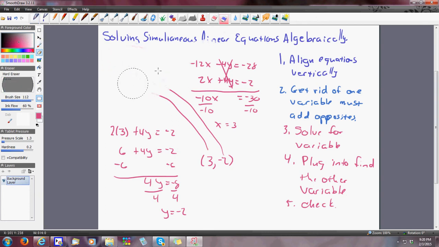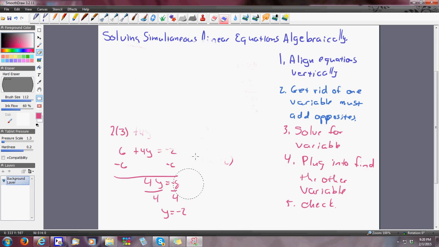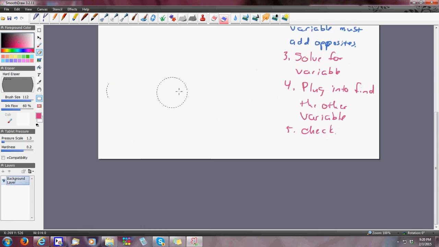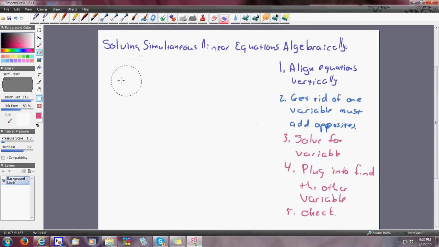Now, I'm going to do one last one. And like I said, I know I'm going fast, and I do apologize. And I know that my notes aren't all that great. No, actually, I don't really apologize. But I do know that my notes aren't all that great. So you're going to have to take some responsibility on this one.